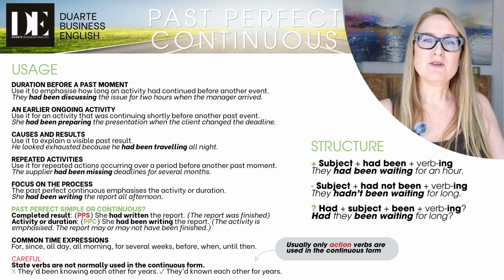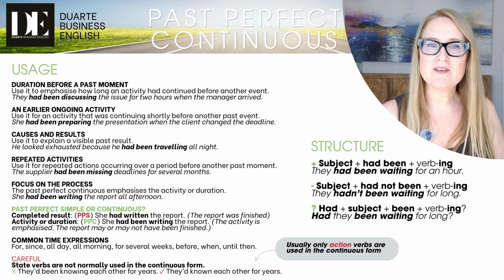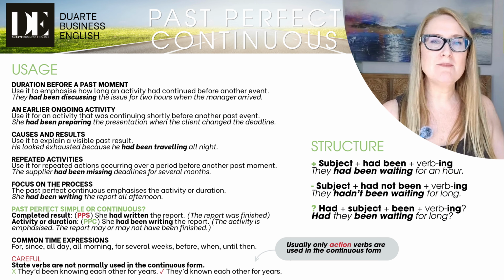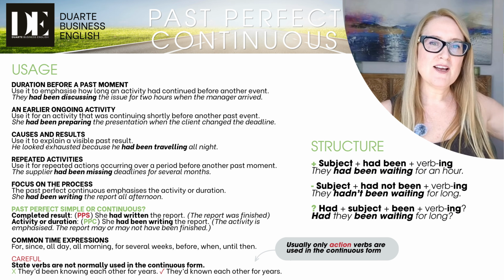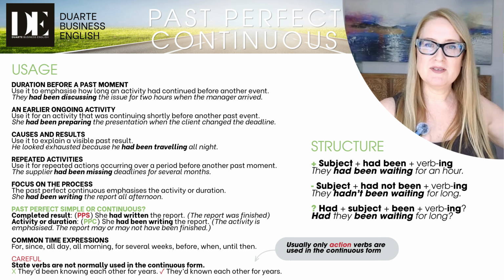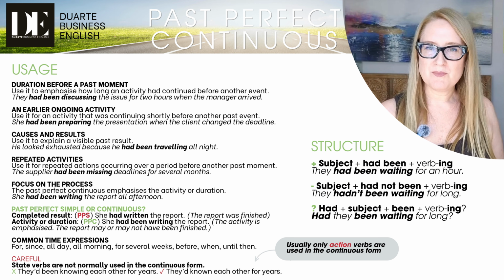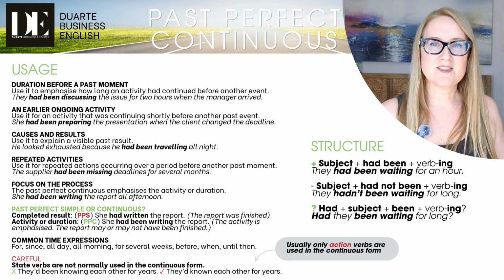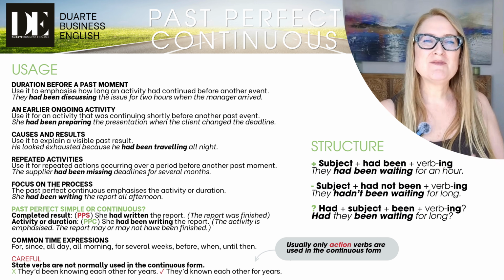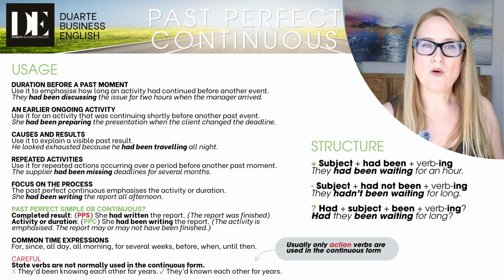Now, again, we have repeated activities. If repeated activities again and again over a period in the past, the supplier had been missing deadlines for months. If I say the supplier missed deadlines for several months, it's a little strange having it in past perfect. I want to say the supplier had been missing deadlines for months, so we found a new supplier. So it just means this is repeated. By using continuous, it means that action repeated itself over time.